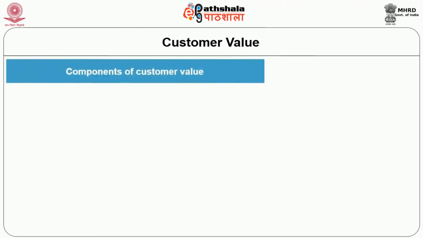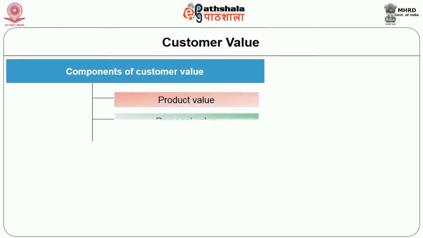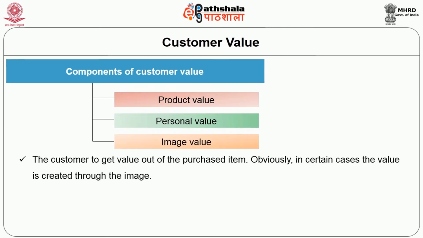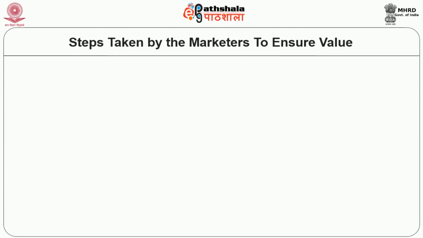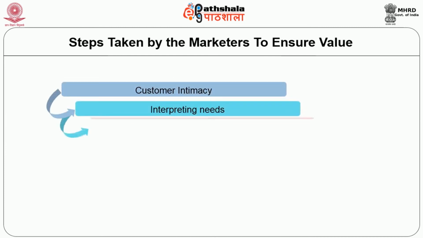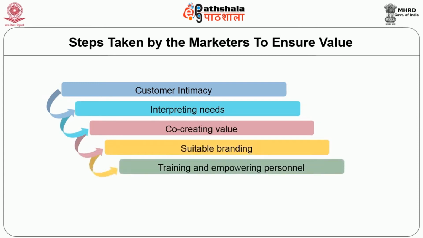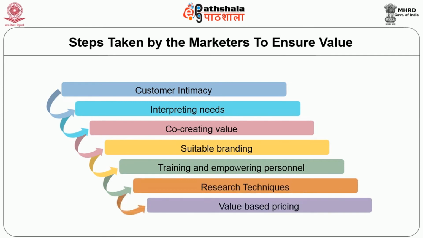According to Kotler, the components of total customer value include product value, personal value and image value. The customer gets value out of the purchased item. In certain cases, the value is created through the image, whereas in some instances, the value is created through product features, and in some instances, customer value is a combination of both. In certain cases, personnel create the value, like the services of your doctor. Therefore, marketers make every effort to ensure that suitable value is offered to customers. To ensure value, the steps taken by marketers include customer intimacy, interpreting needs, co-creating value, suitable branding, training and empowering personnel, research techniques, and value-based pricing.